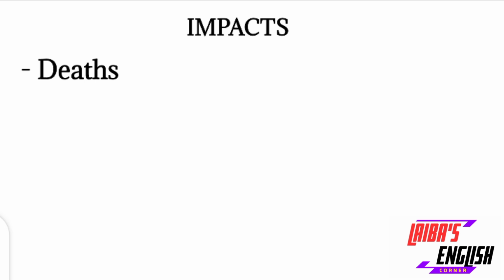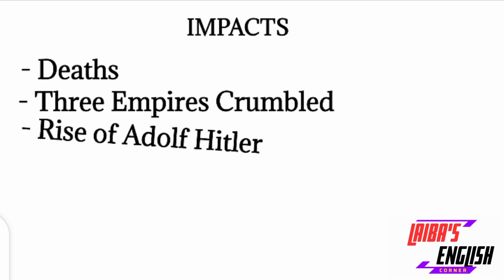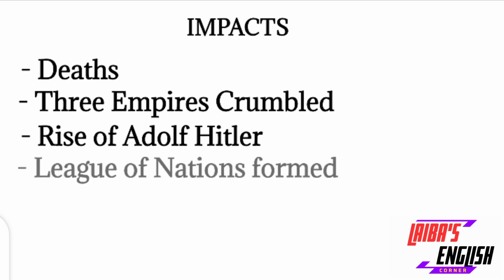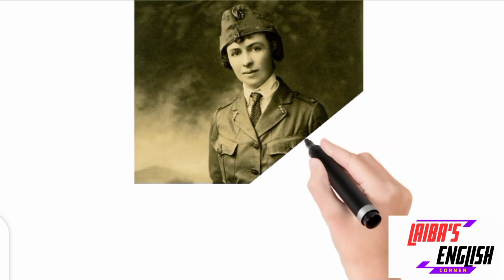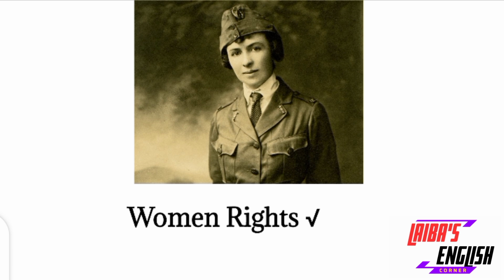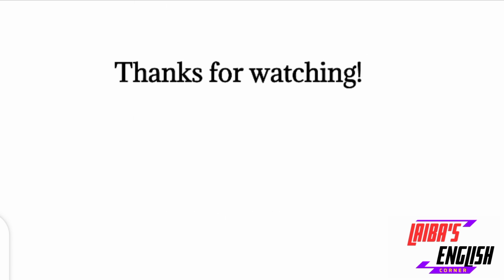Now we will see what the impacts of World War I were. They fought for 4 years. What were the results? What were the impacts? Nearly 10 to 13 million civilians died. Nearly 9 to 11 million military personnel died. Three empires crumbled, which include Austria-Hungary, the Ottoman Empire, and Russia. The rise of Adolf Hitler, and the League of Nations was formed, which later failed to deliver, leading to World War II. Additionally, the war led to significant social changes, including advancements in women's rights as they took on the roles traditionally held by men during the conflict.